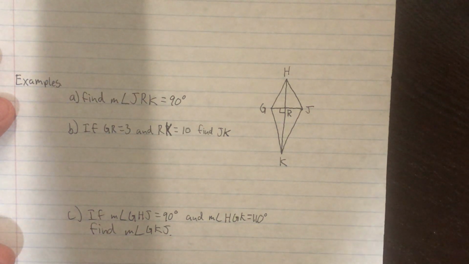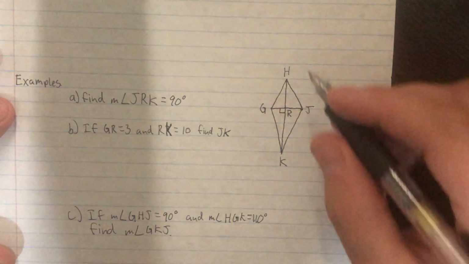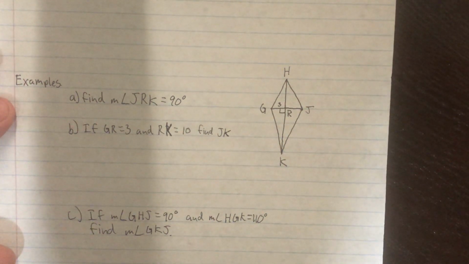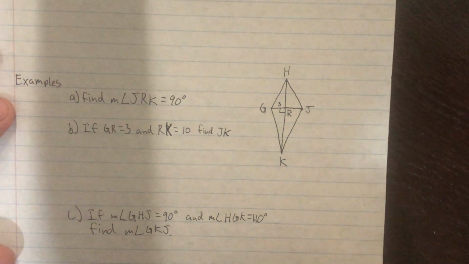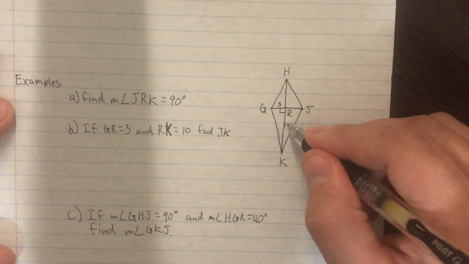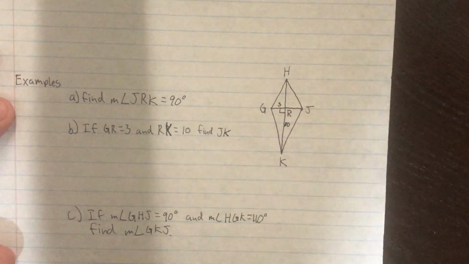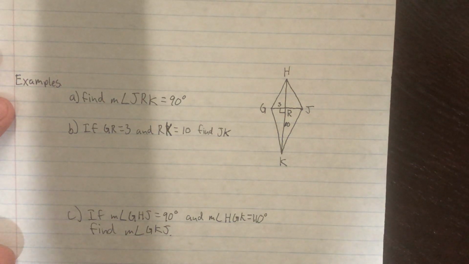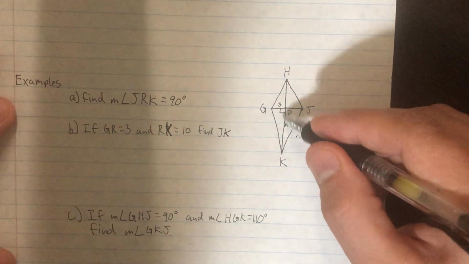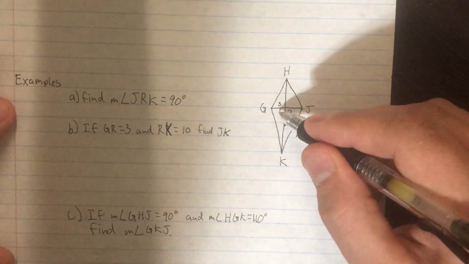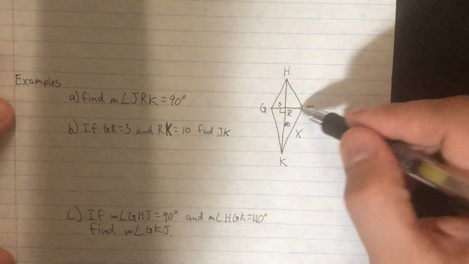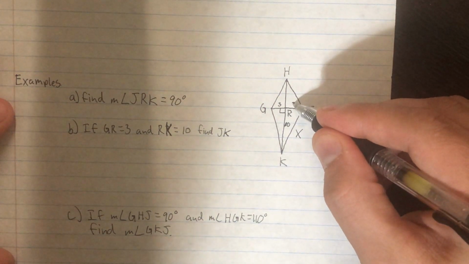Our next step says if GR is equal to 3, so G to R, the little piece in the middle, is 3, and RK is 10, not a very good 10, but we'll work with that. Find JK. So we're looking for JK, this piece X. RK is 10, GR is 3. This is the diagonal that's bisected. Kind of obvious by looking at it again. It's the short one. That means RJ is also 3.